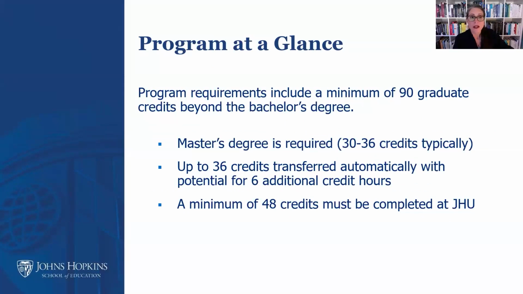So at a glance, our program requirements include a minimum of 90 graduate credits beyond the bachelor's degree. So a master's degree is required. Typically, students' master's programs are 30 to 36 credits. Up to 36 credits can be transferred automatically with a potential for 6 additional credit hours. And there's a minimum of 48 credits that must be completed here at Hopkins.